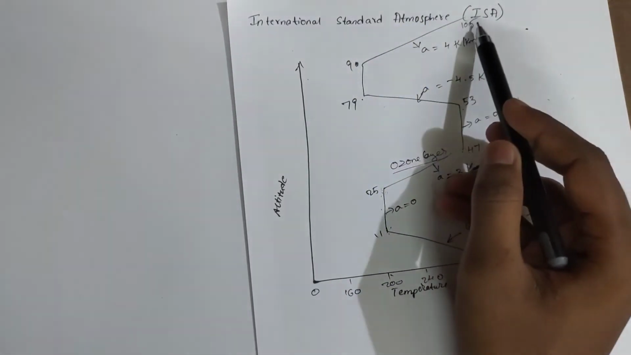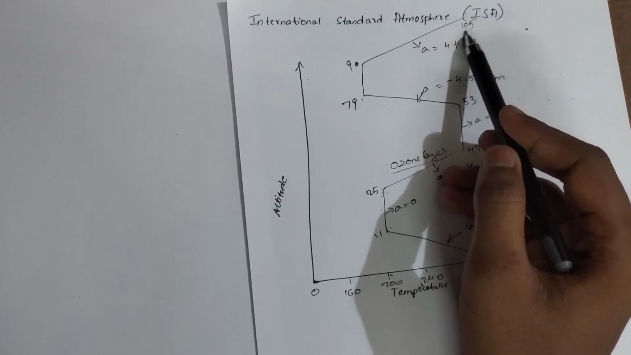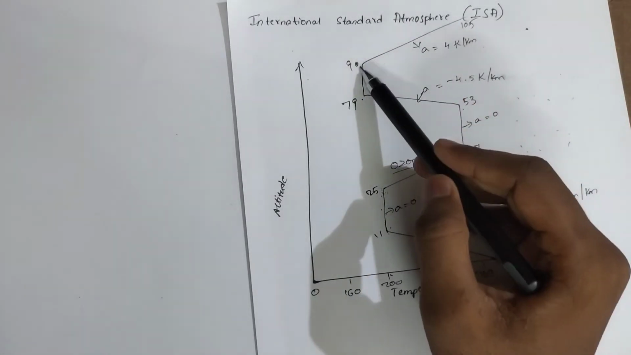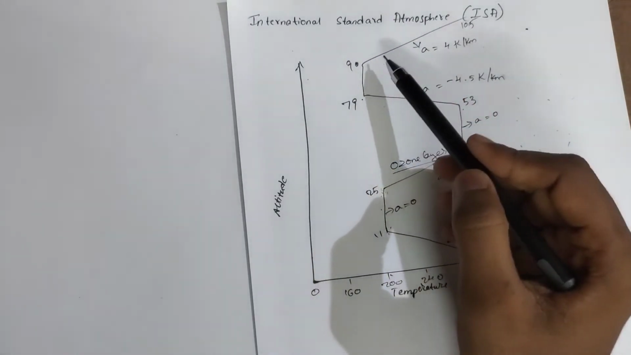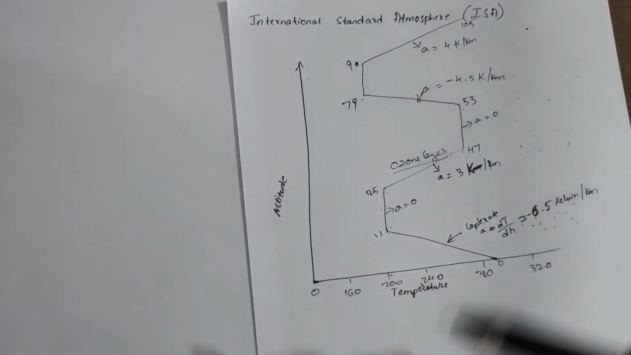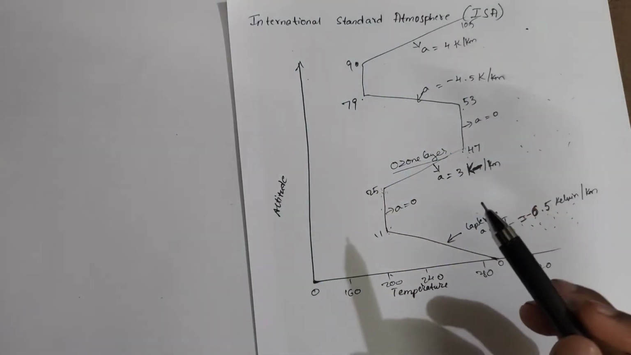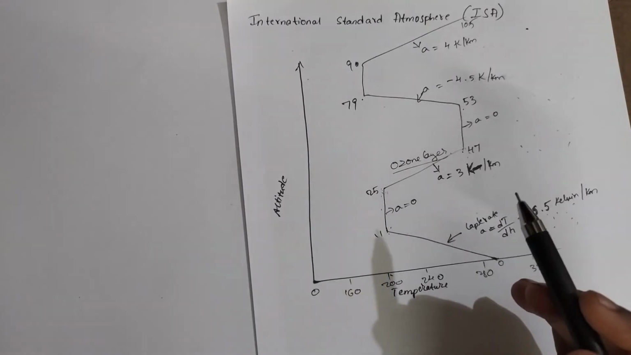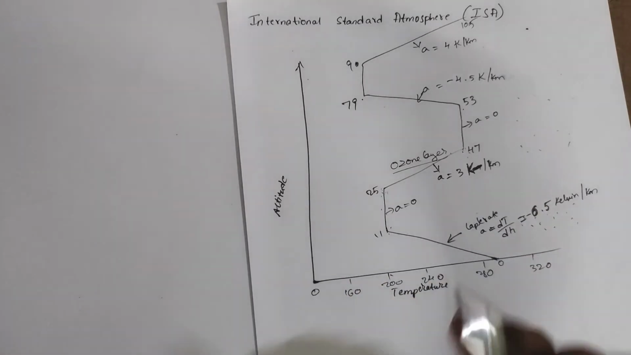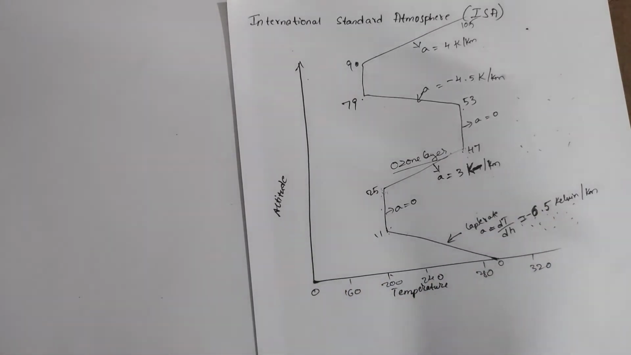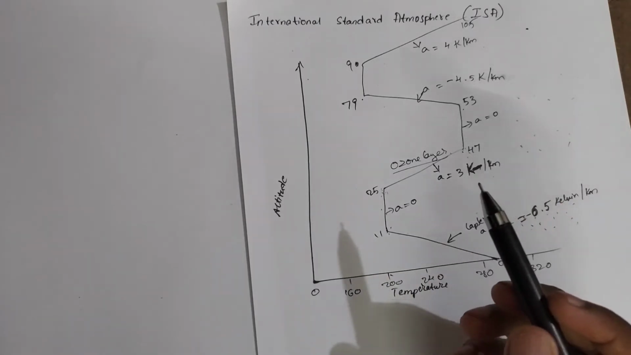A region close to the sun will have a higher temperature, and the region away from the sun will have a lower temperature. So this is how the variation of temperature happens, and we need to calculate the temperature, pressure and density at different heights because it affects the operation of the flight.